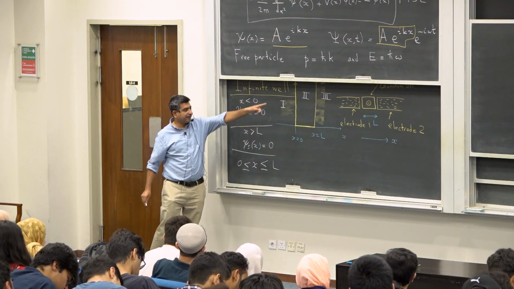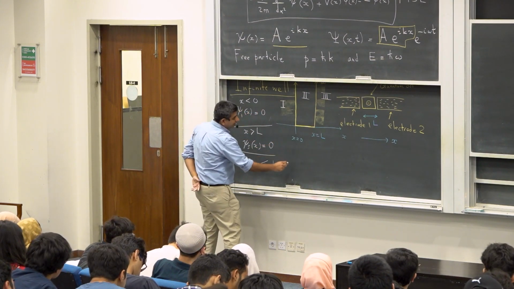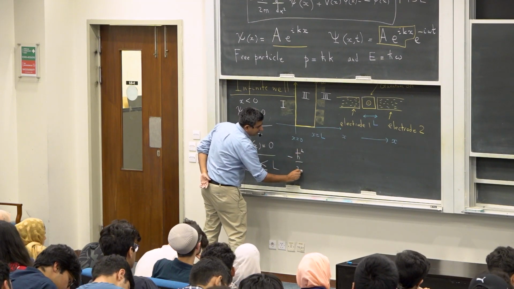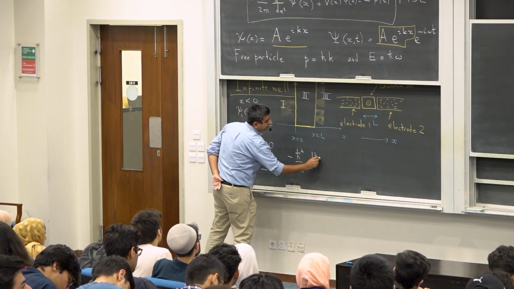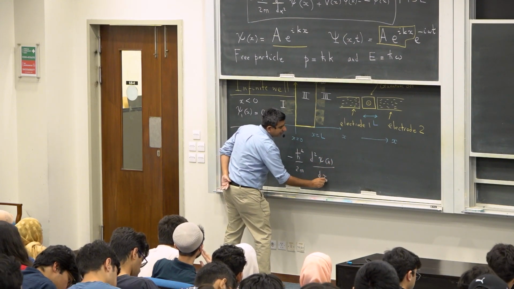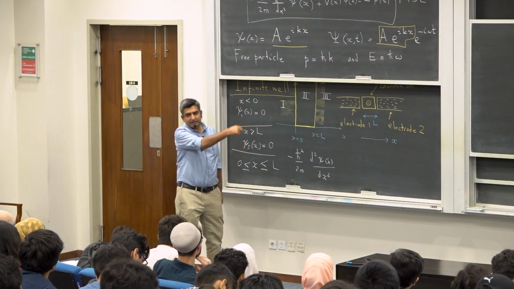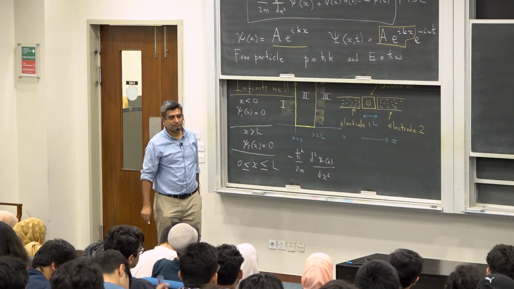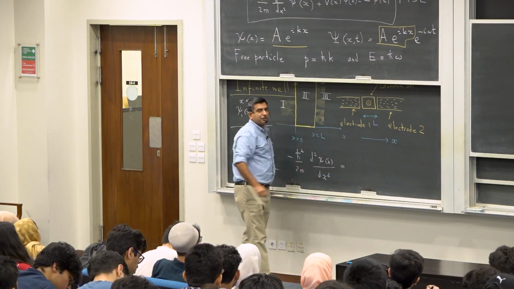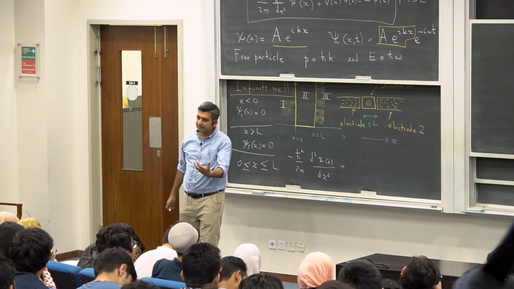So in this region, region number 2, our time independent Schrodinger equation is minus h bar squared over 2m, d squared psi of x over dx squared. The potential energy is 0, so the second term is 0, is equal to the energy of the electron. So the electron will have some total energy E.